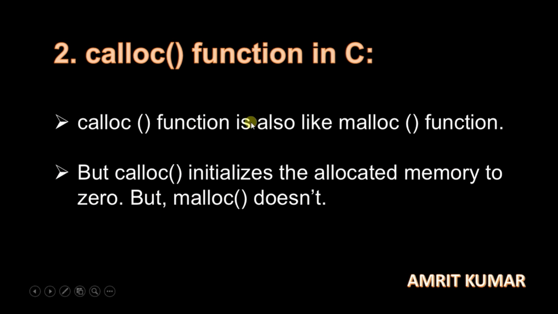Here I am talking about the calloc function in C language. The calloc function is the same as the malloc function. The calloc function initializes the allocated memory to 0, but malloc does not, and that is the main difference between these two. Malloc contains the garbage value, and calloc initializes the allocated memory to 0.